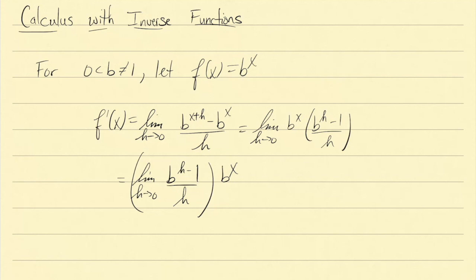So if we take a look at the piece in the parentheses, this is the limit as h goes to 0 of b to the h minus 1 over h. We're going to rephrase that. We're going to think about h as being 0 plus h, and we're going to think about 1 as being b to the 0. So we're going to rewrite this. And what we can see here is, if we take a quick look at this, this is actually the derivative of our function f evaluated at 0.